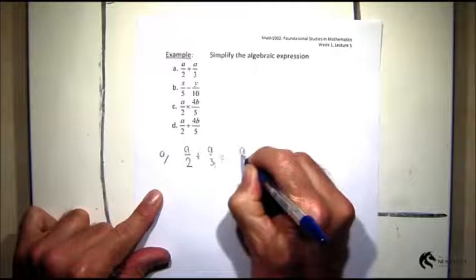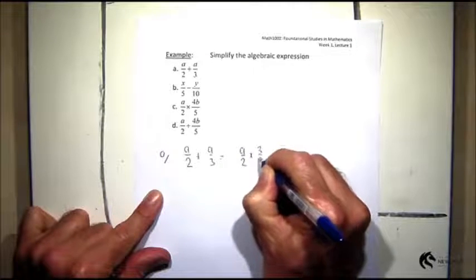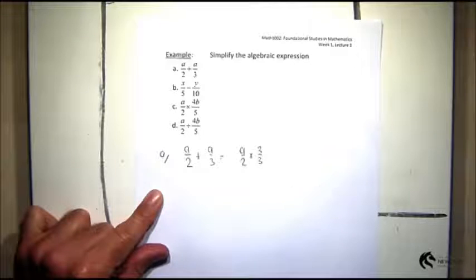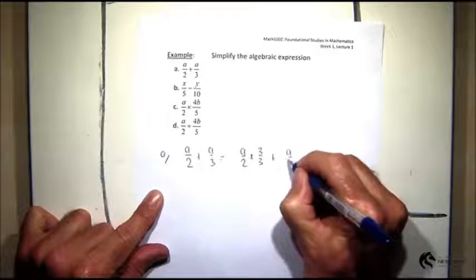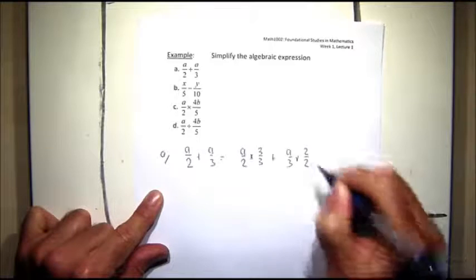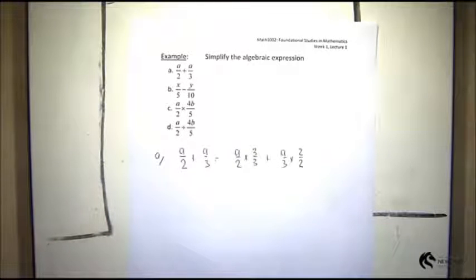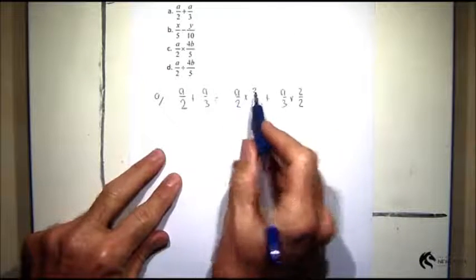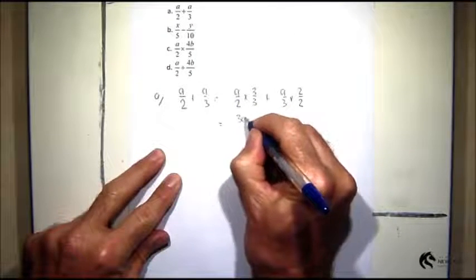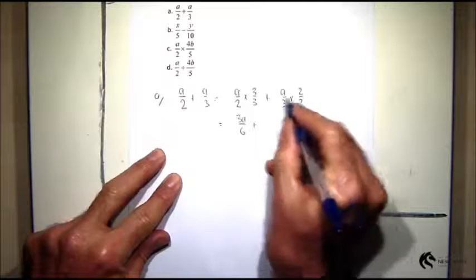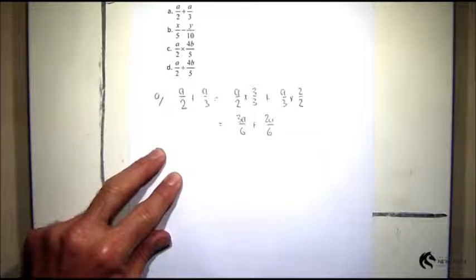So I'm going to say A on 2, and I'm going to multiply by 3 on 3. I'm going to multiply by 1. Plus A on 3, and I'm going to multiply by 1 again, except this time it's going to be 2 on 2. So here, multiply the numerators. That's 3A over 6 plus 2A over 6.